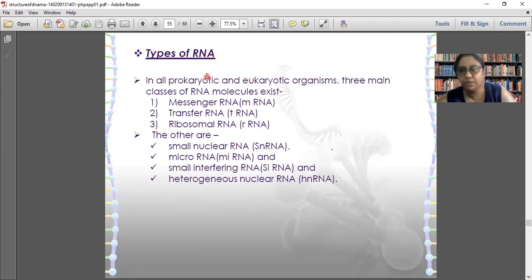Now we will come to the part that is types of RNA. The way DNA can exist in different forms, the same DNA can exist in the form of A DNA, B DNA or Z DNA. We discussed about it yesterday. RNA can also exist in the form of messenger RNA, transfer RNA and ribosomal RNA.